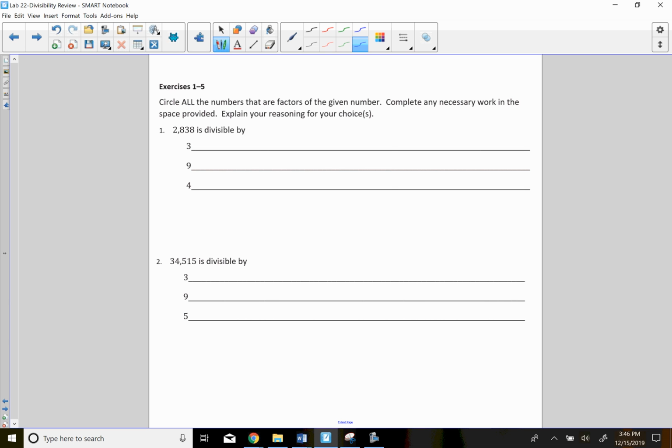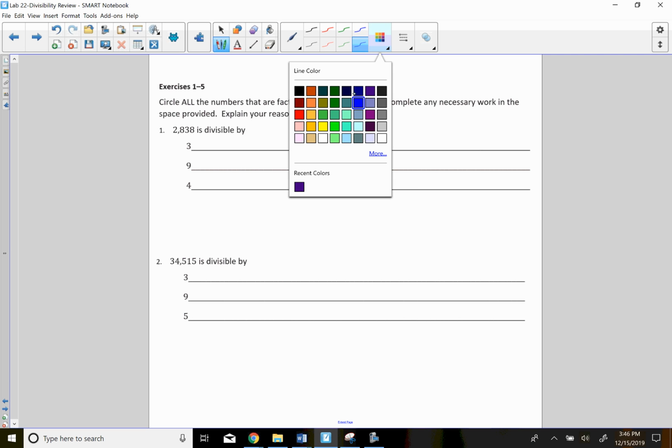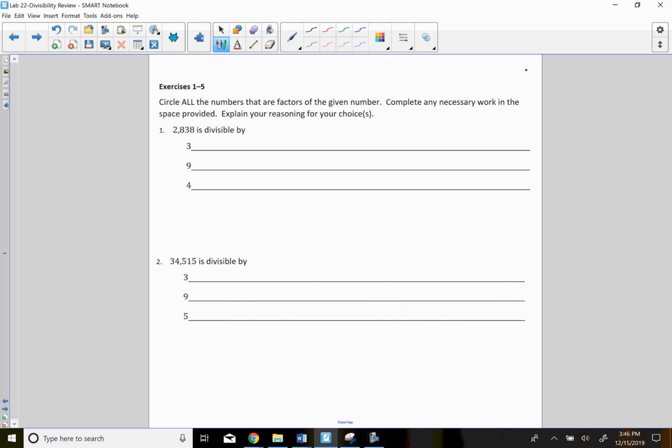All right, now we're going to test out those divisibility rules that we've been learning about with some numbers here. So the task is to circle all the numbers that are factors of the given number, and complete any necessary work in the space provided to explain your reasoning for your choices. So we're looking at 2,838, and again, I am on page 82 in your math notes. We're looking at whether that number is divisible by 3, 9, and/or 4. So it might be divisible by one of these, two of them, all three of them, or maybe even none of them.